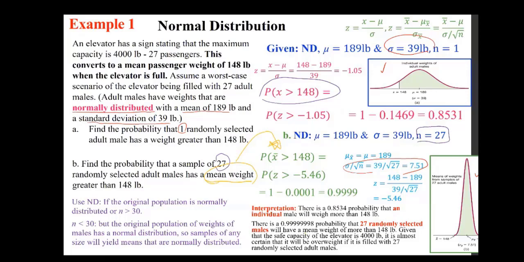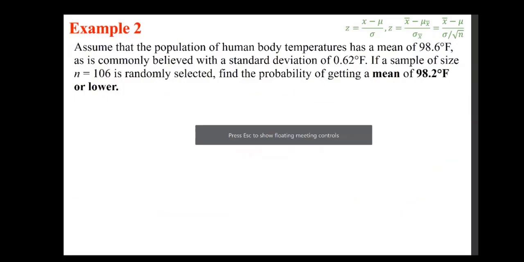That is the probability that 27 randomly selected males will have a mean weight of more than 148 pounds, given that the safe capacity of the elevator is 4,000 pounds. It is almost certain that it will be overweight if it is filled with 27 randomly selected adult males. Let's look at another example.